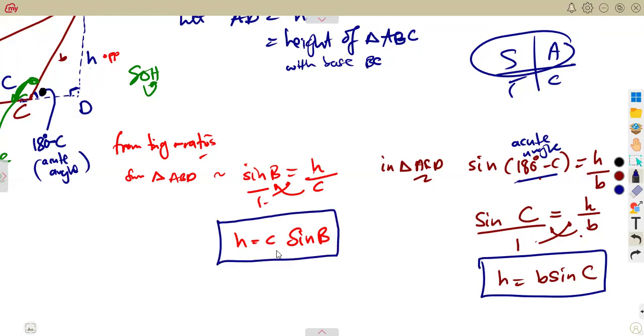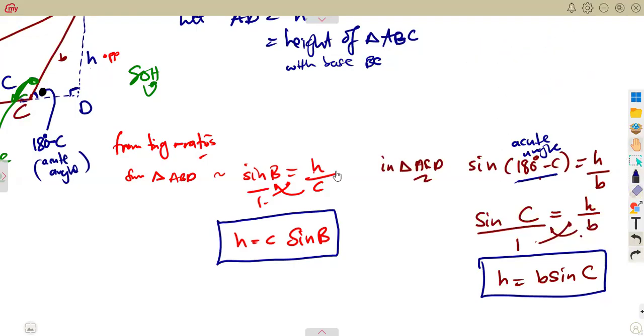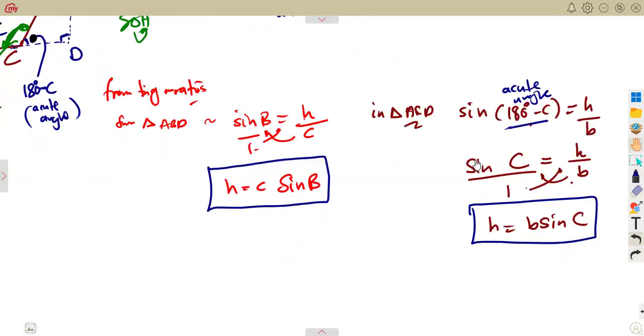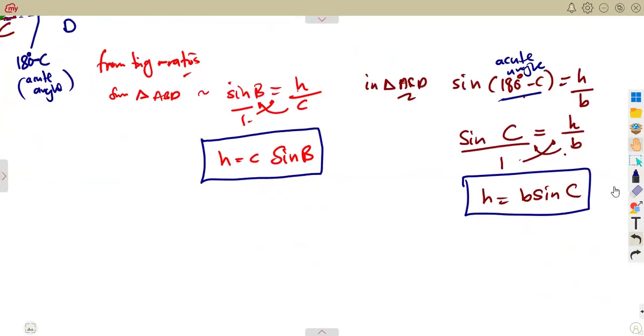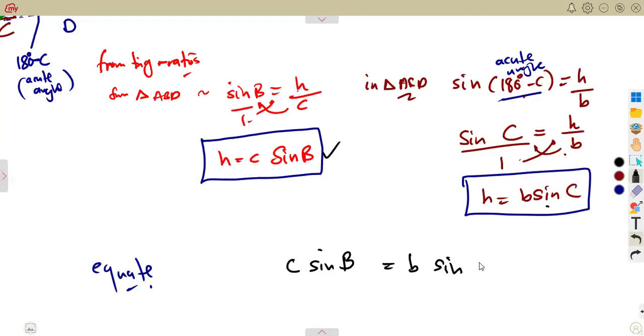So there we have H written in terms of B and the sine of C. Here we have H in terms of C and the sine of B. But these two represent the same H, that is, they are equal. That is the same H that we are talking about. So just equate these two. That means we obtain C sine of B is equal to B sine of C.